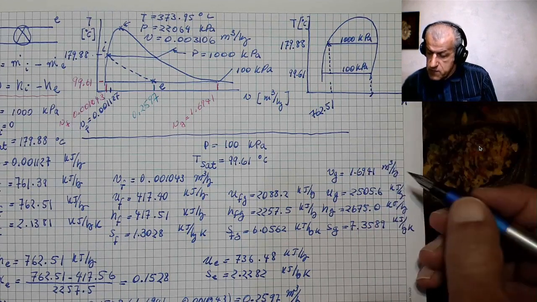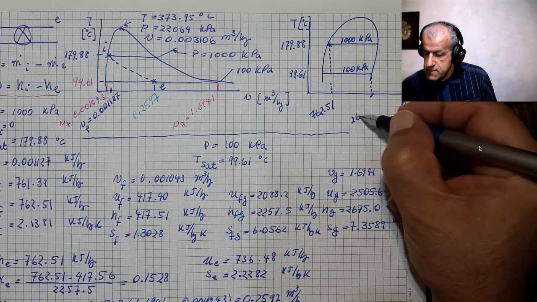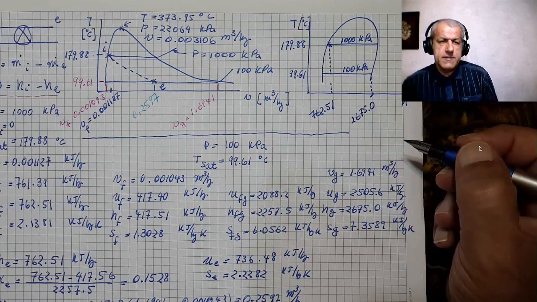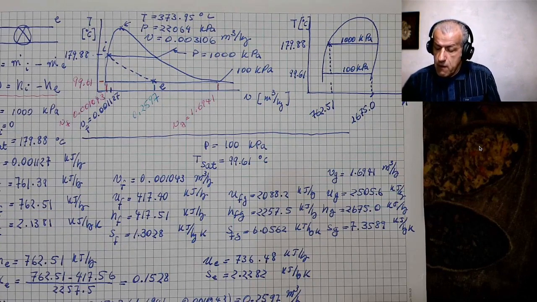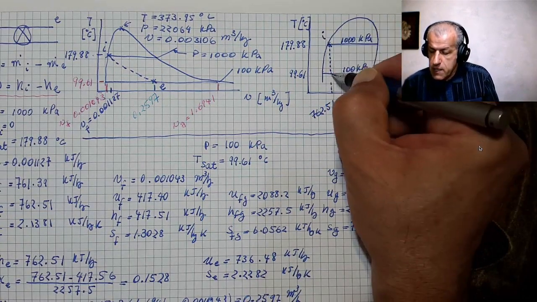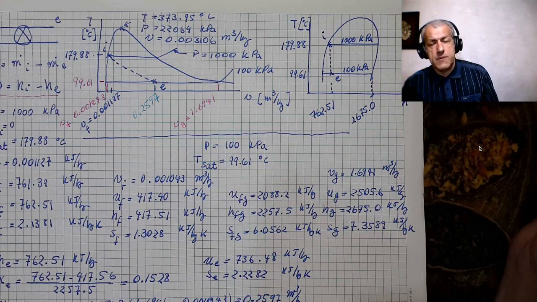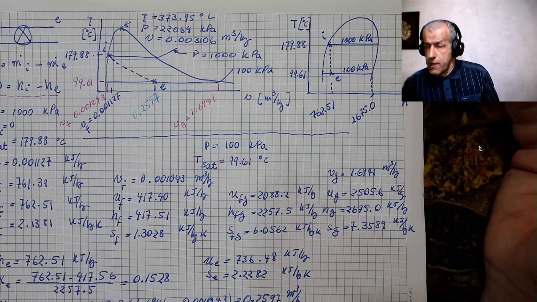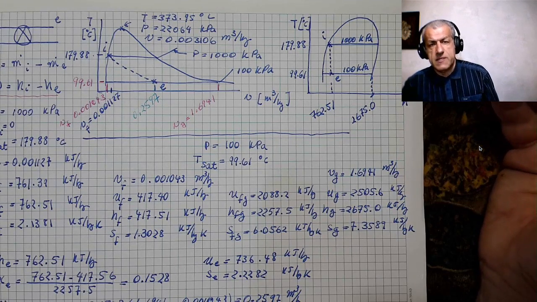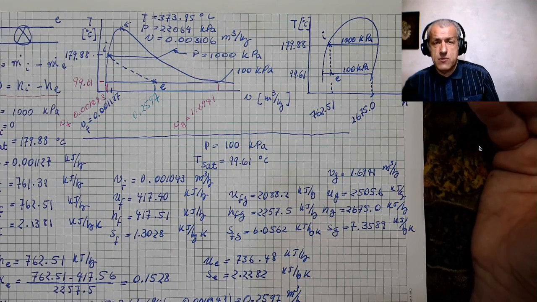The value for this point is Hg, which is 2675.9. And basically, at the moment, we have all we need. This is point I, this is point E, and we have calculated all the properties for inlet and exit conditions. There's still a lot to learn from this problem, and I shall do that in the next video in part 2. Thanks for watching and cheers.